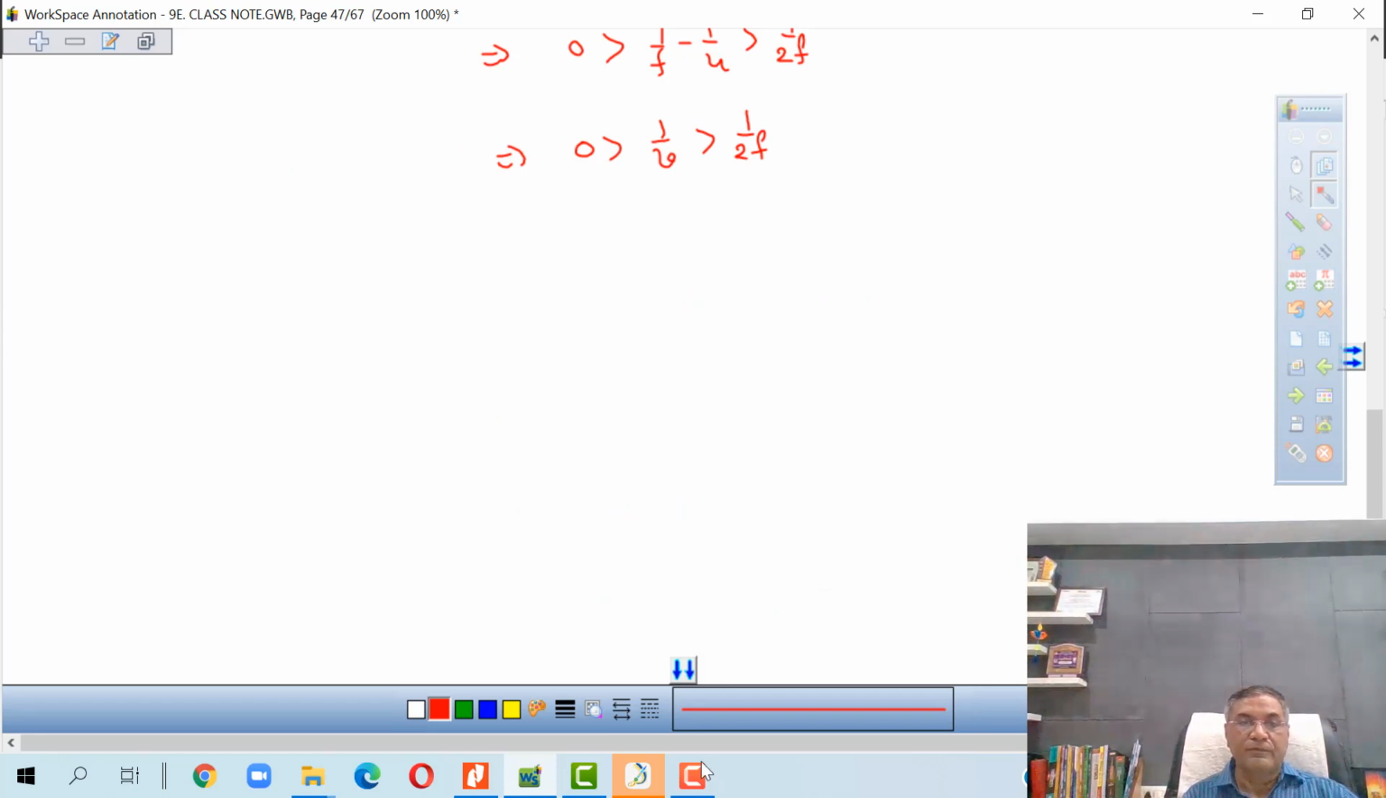તો આમ થયું 2F is less than greater થઈ છે, greater than V. But F itself પાછું નેગેટિવ છે, એટલે F ની જ્યારે વેલ્યુ મૂકી તો મારે નેગેટિવ મૂકવી પડશે. એટલે કે 2F હું કરું નેગેટિવ is less than minus.